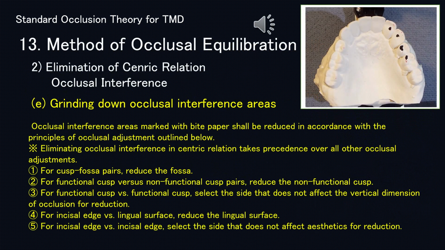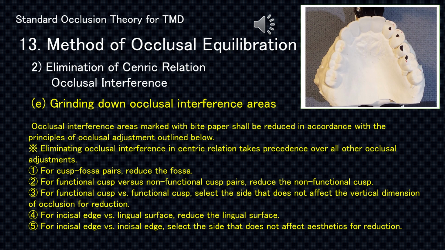E. Grinding down occlusal interference areas. Occlusal interference areas marked with bite paper shall be reduced in accordance with the principles of occlusal adjustment, outlined below. Eliminating occlusal interference in centric relation takes precedence over all other occlusal adjustments. 1. For cusp-fossa pairs, reduce the fossa. 2. For functional cusp versus non-functional cusp pairs, reduce the non-functional cusp.